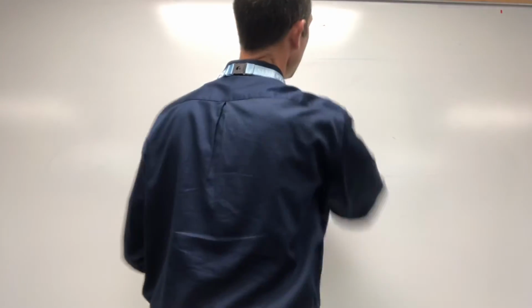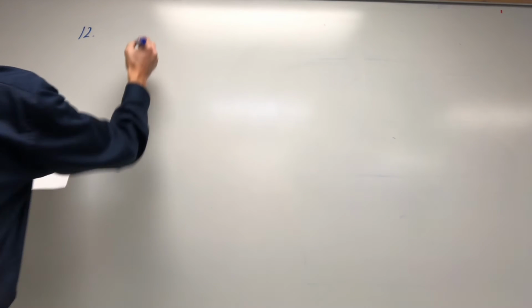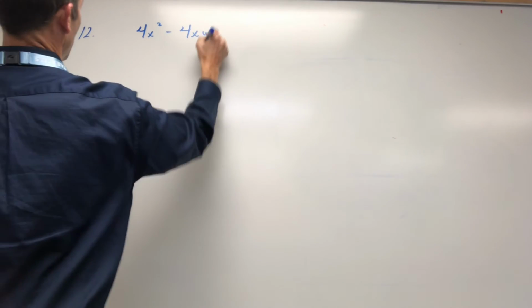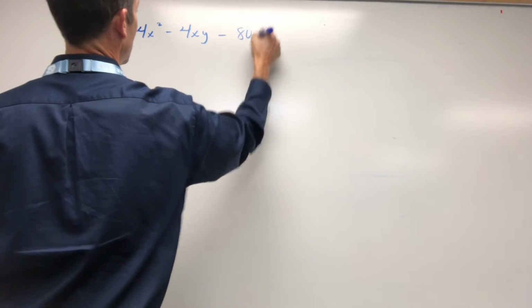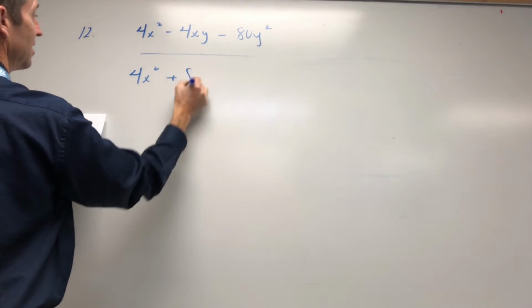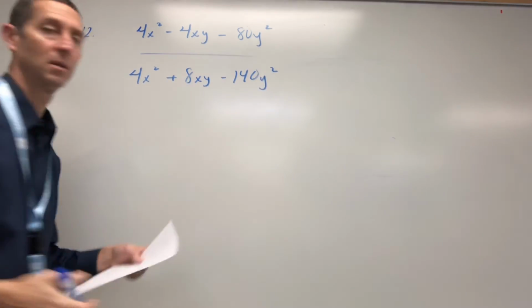All right, guys, I was thinking 13 examples, but we're going to call it at 12. Let's make this the last one. Let's do a double factoring. All right, what do we got here? So 4x squared minus 4xy plus 20y squared over 4x squared plus 8xy minus 140y squared.